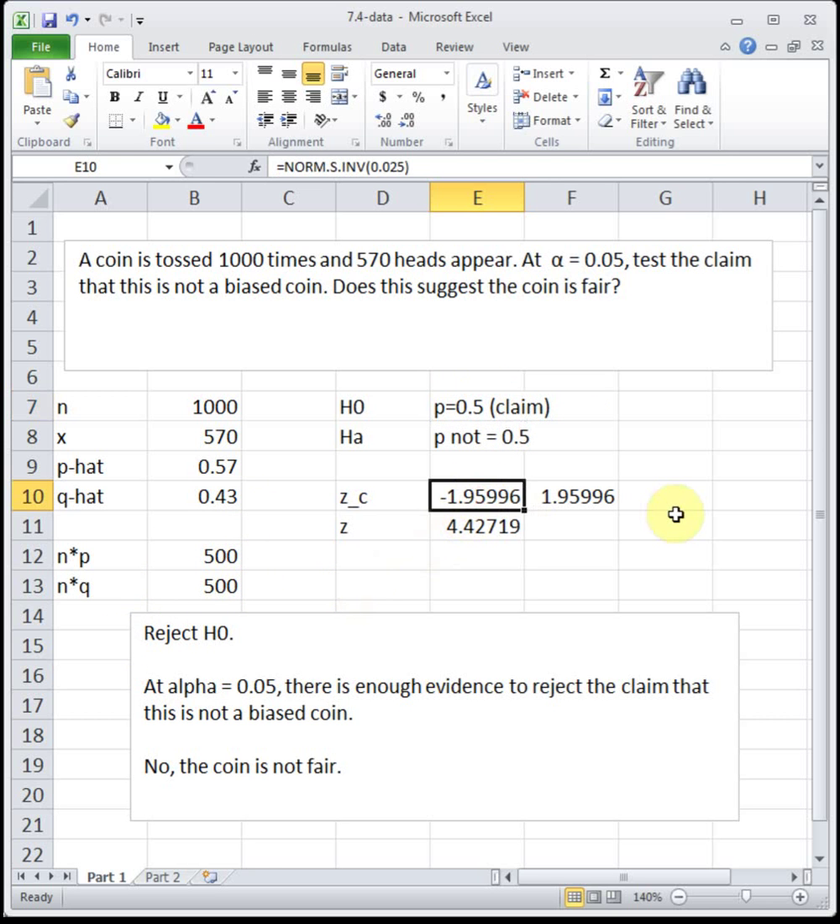And then we said, all right, since it's a not equal to case, it's a two-tailed test. So we split alpha up, half of alpha goes into each tail. We did norm.s.inv of the area to the left of that bottom tail to get our critical values. And then we plugged in to get our standardized test statistic, saw that that fell way up high in the rejection region, so we rejected H naught, and there was enough evidence to reject the claim.